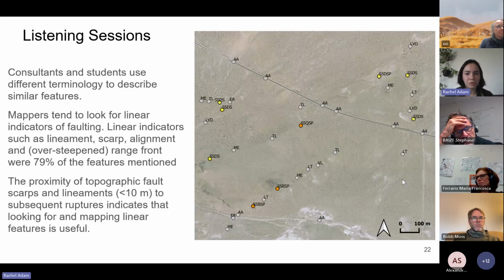And some other things that we noted is that a lot of times people are looking for linear indication of faulting, lineations, scarps, disruption in the natural progression of the landscape. And out of all the features that were mentioned, 79% of them were linear when I would ask them what they look for. This also correlated that the linear features did perform well in the feature to rupture distance analysis. So it does go to show that looking for lineations and linear features is a good first step in trying to identify faults, but it shouldn't be relied on wholeheartedly, as if it's misidentified, then it can lead to an incorrect fault location.